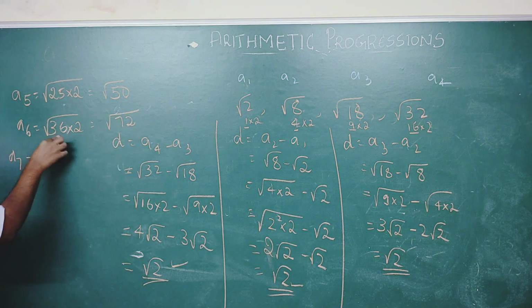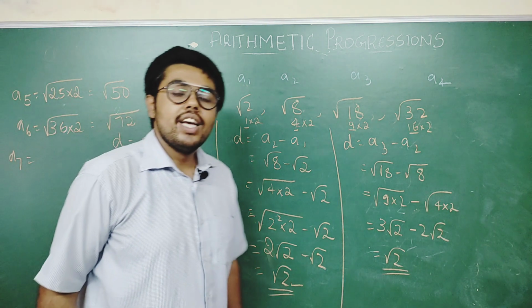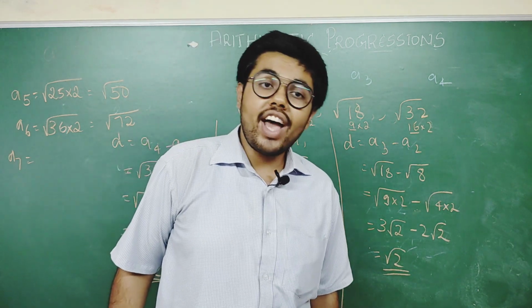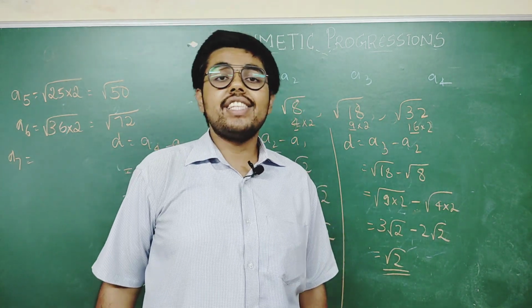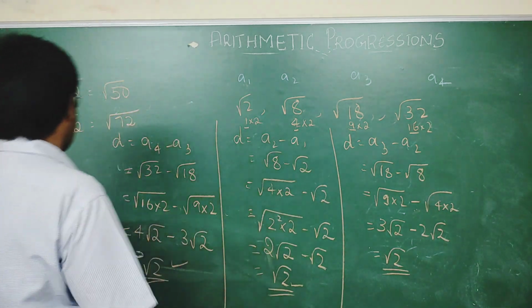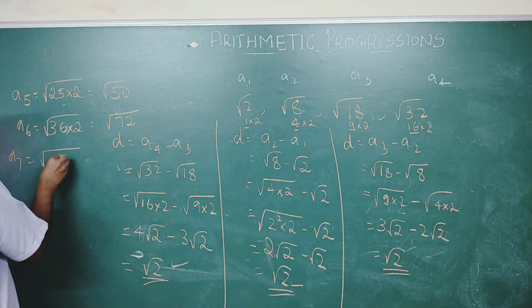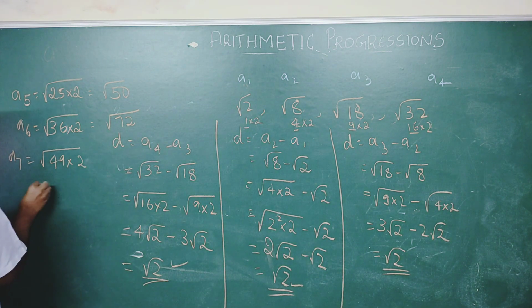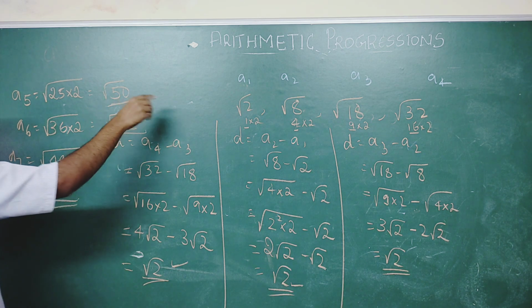A7, how shall I write after 36? What is the next square number? It is 49. Yes, 49 is the right answer. So 49 into 2. What is 49 into 2? It is root 98. So these are the next numbers in the series.